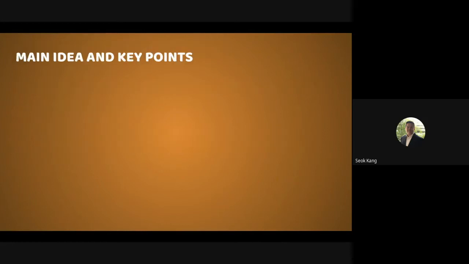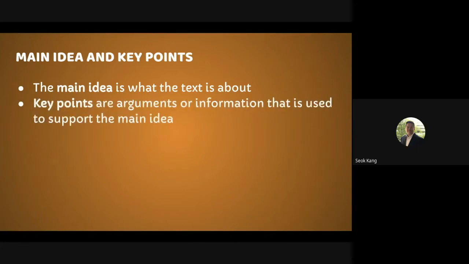The main idea and key points. I know I keep saying these words a lot. The main idea is what the text is about. Okay? It is what the text is about. Key points are the arguments or information that is used to support the main idea. Okay?